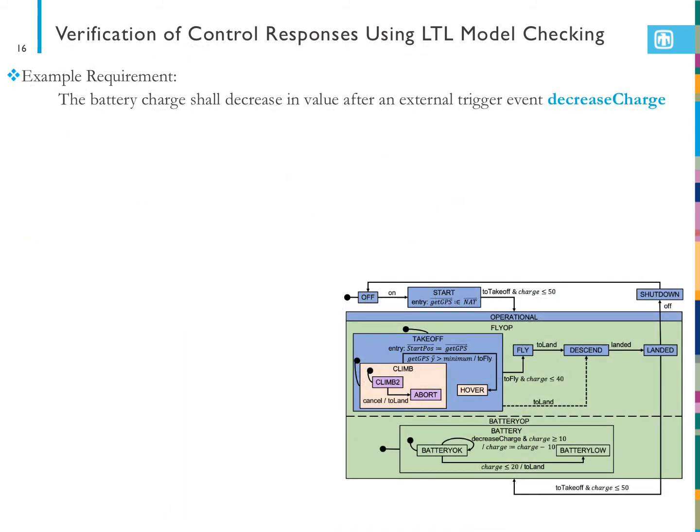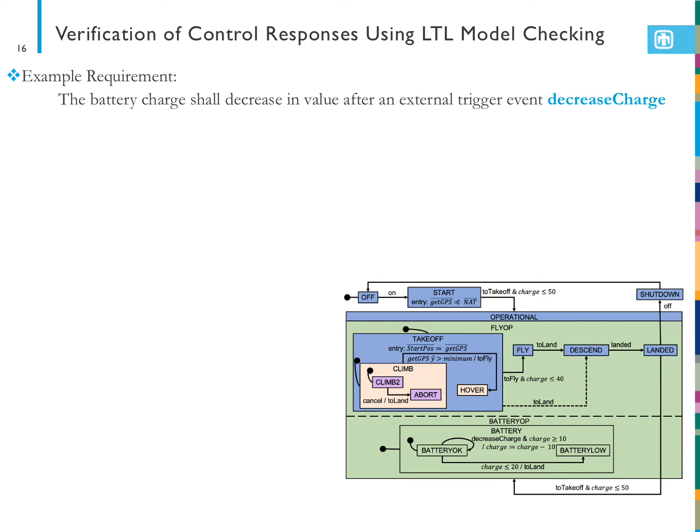We may also be interested in proving liveness properties. For this, we use the LTL model checker ProB. An example of this property is the battery charge should decrease its value after an external trigger event decrease charge.